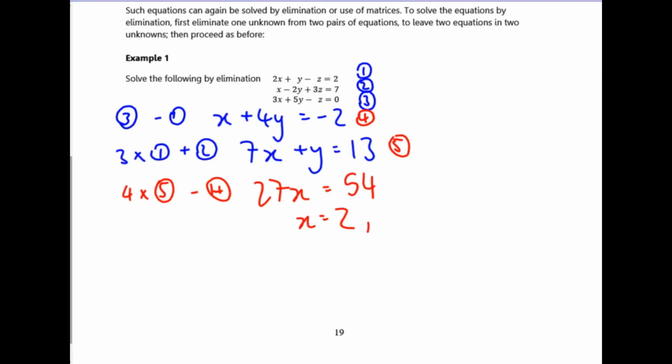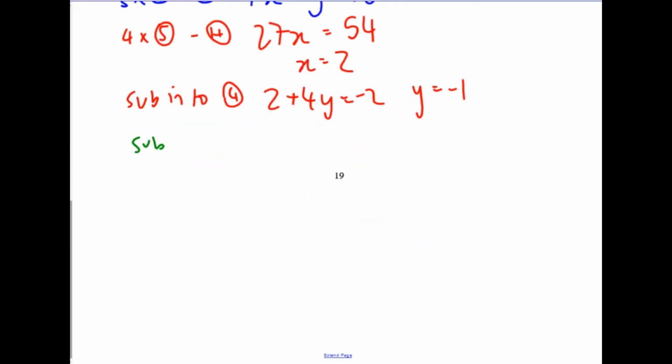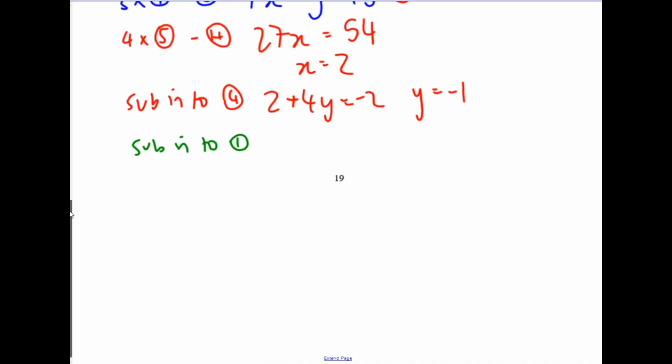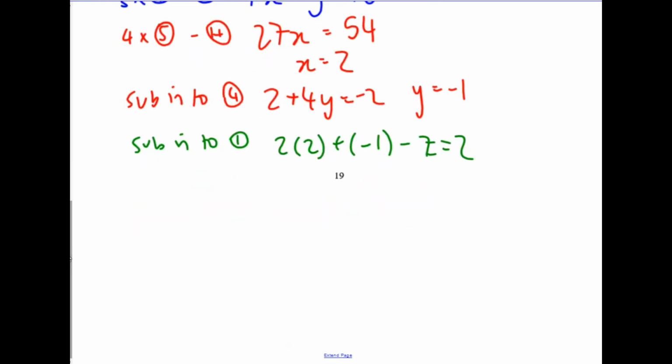Substituting this back into equation 1. So that's equation 1, equation 4. So the x is 2, so 2 plus 4y plus minus 2, this will give you y is minus 1. Taking those x and y values and subbing them back in to work out z, so let's put them back into equation 1. We'll get 2x, so 2 times 2 plus y minus 1 minus z plus 2. We can work out z from here, equals 1.